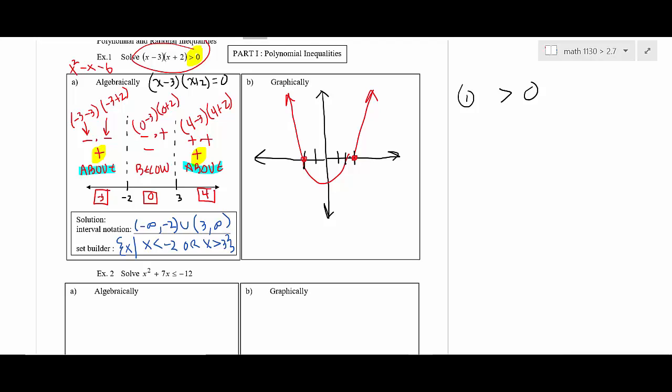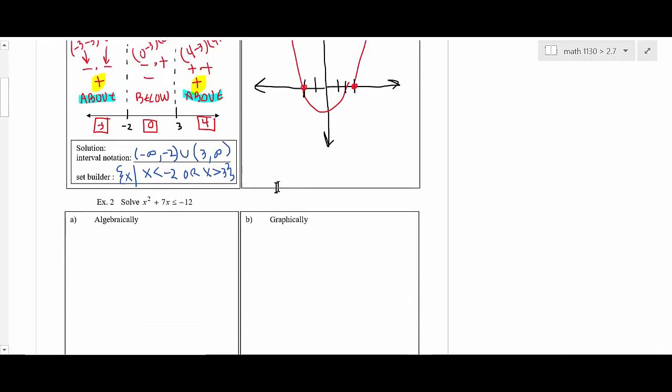So you're looking at where the y values were positive. That's why the answer to this ends up being in this region and that region. Does that make sense? Okay, so there's a connection between that sign chart and the graph, and that's what you want to make sure that you understand. Everybody with me there? All right, now let's do this second example.